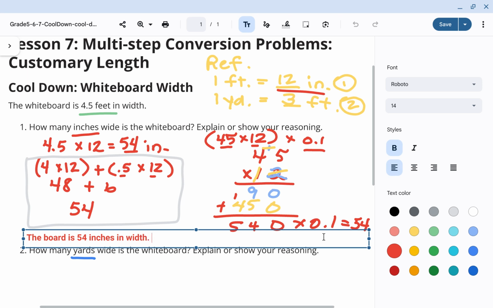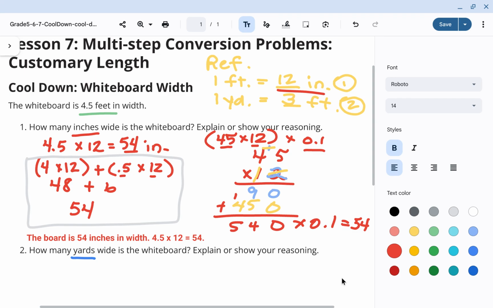And once again, remember what I did was I took 4 5/10 times 12, and that equaled 54. And I've shown my work above in 2 ways, so I feel that is sufficient for today to explain or show my reasoning. And I'm ready to go on to number 2.